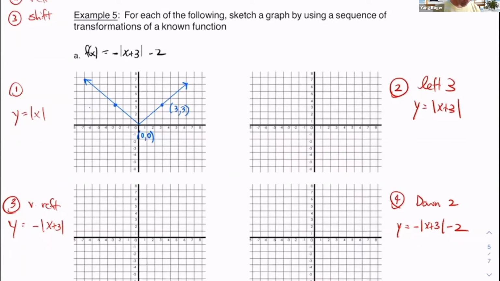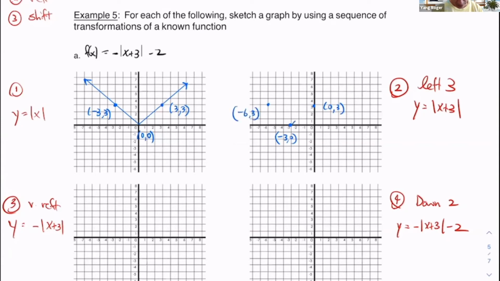This will be negative 3, 3. Okay. So how do I shift left by 3? Well, if I'm shifting left by 3, all you got to do is subtract 3 from each of the x values, right? So when I subtract 3 from each of those x values, I'm going to get negative 3, 0, like this. I'm going to get 0, 3, and I'm going to get negative 6, 3, like that.